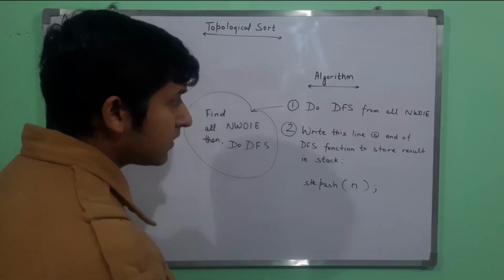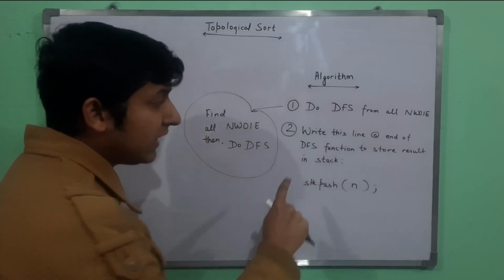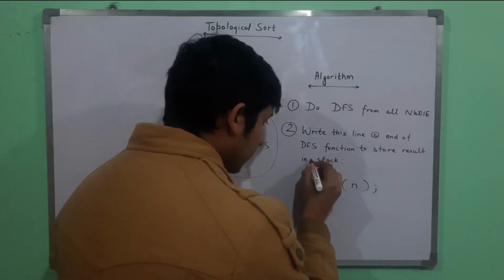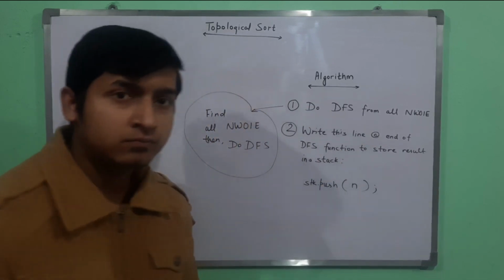This is our first task. And secondly, write this line at the end of the DFS function to store the result in a stack. Stack dot push this value. I'll tell you how.